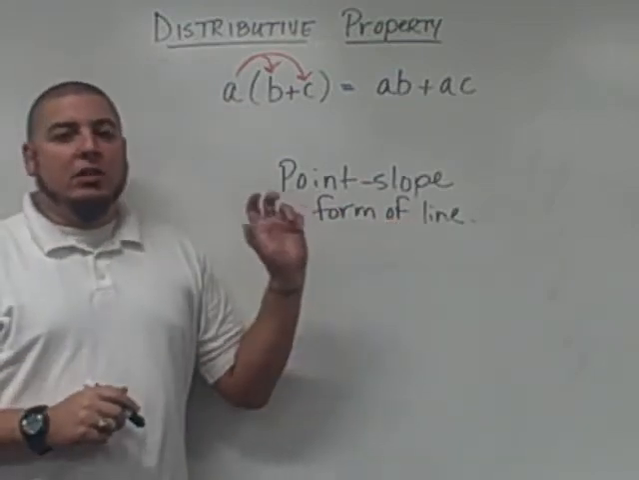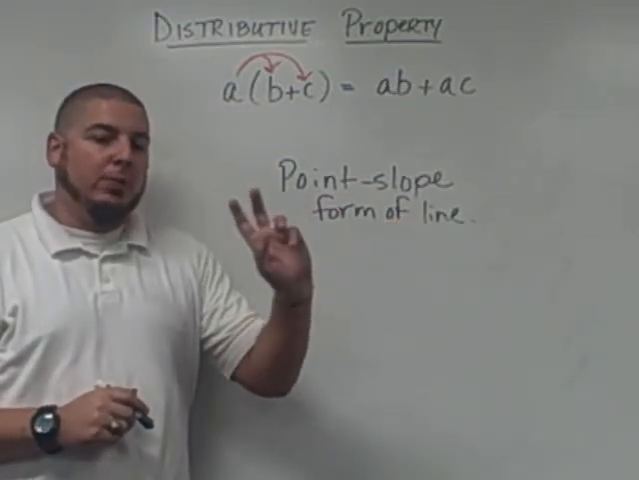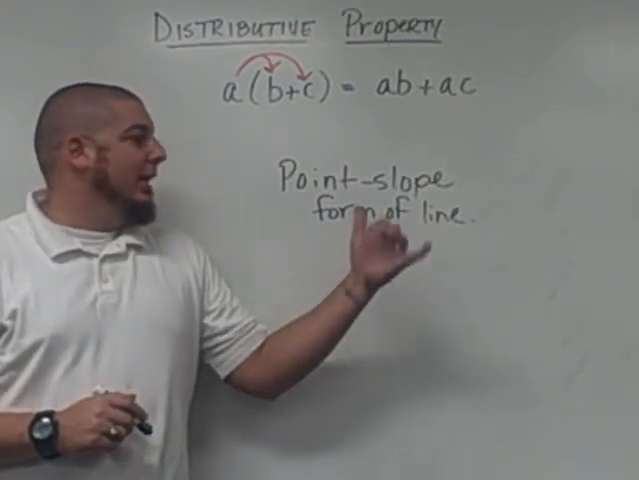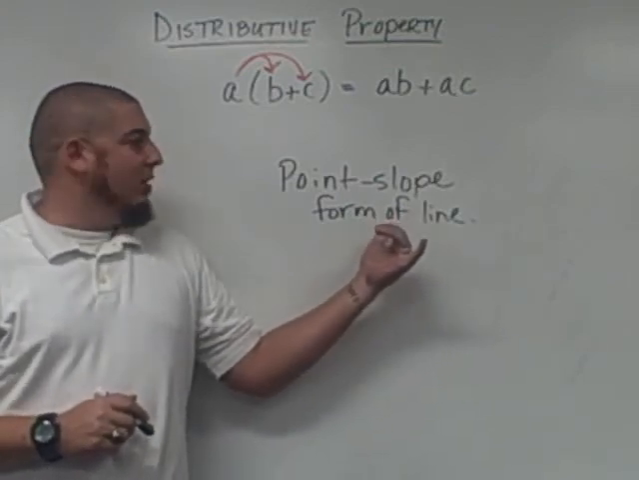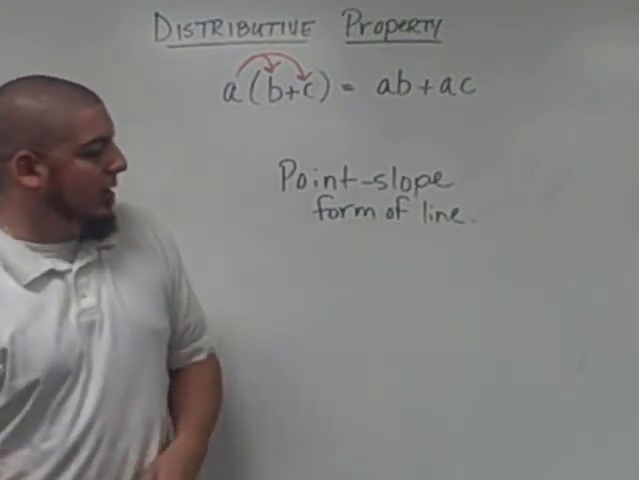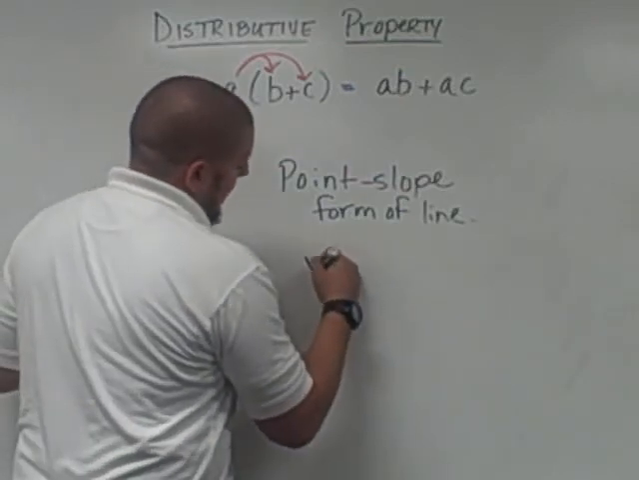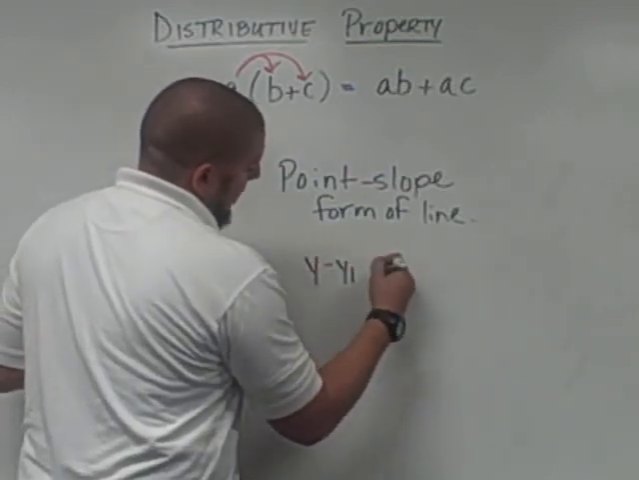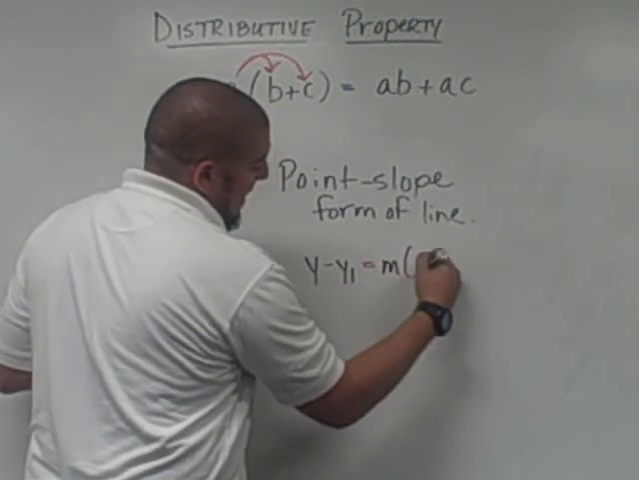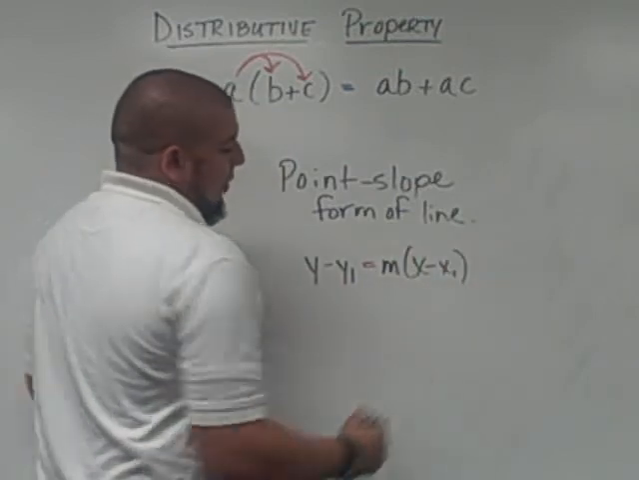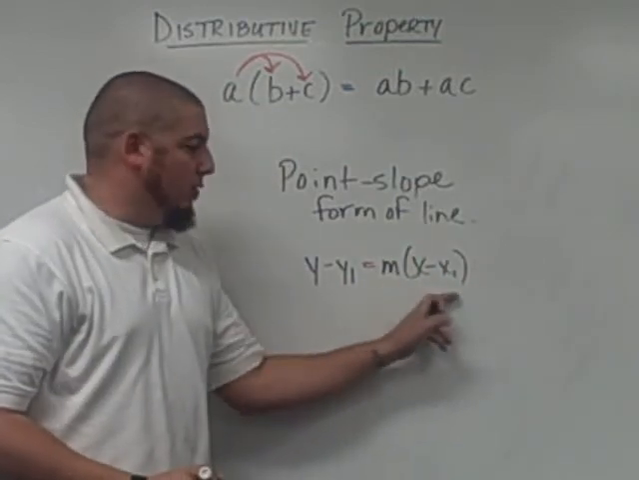We've already learned about one form of a line, which was the slope-intercept form, y equals mx plus b. This is our next form that we're going to discuss, which is point-slope form of a line, which is the same thing as y minus y1 equals m times x minus x1. So you can see where distribution is going to come in here, so that's very important.